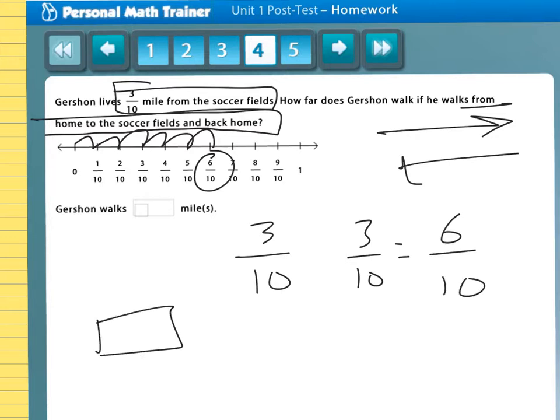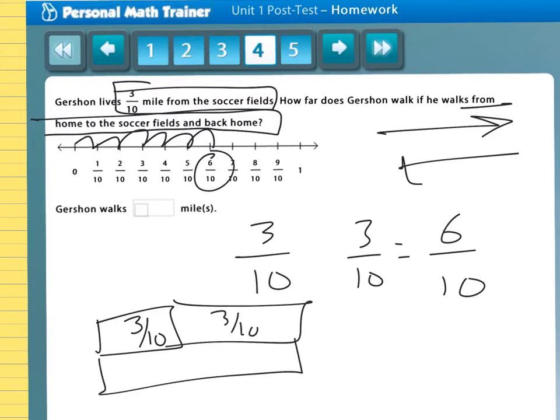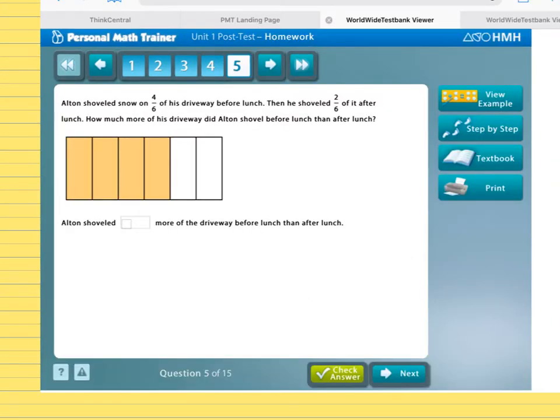You could do a part-whole model, so this would be walking to, this would be walking back, and then this would be the total 6/10. And if they ask you to, you could simplify that down to 3/5 if you wanted to, but I don't think it's necessary in this problem. All right, they've already given us a model here to use. We can see that model right here.